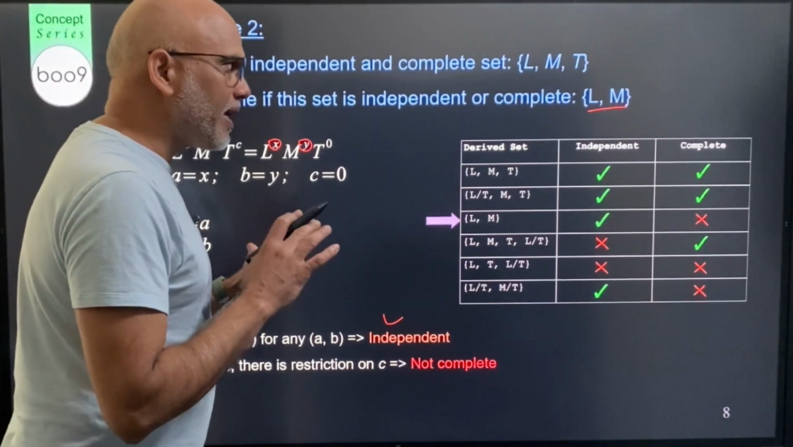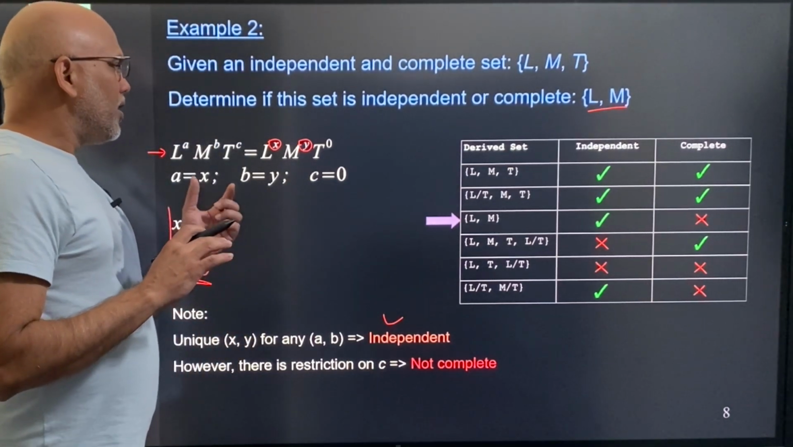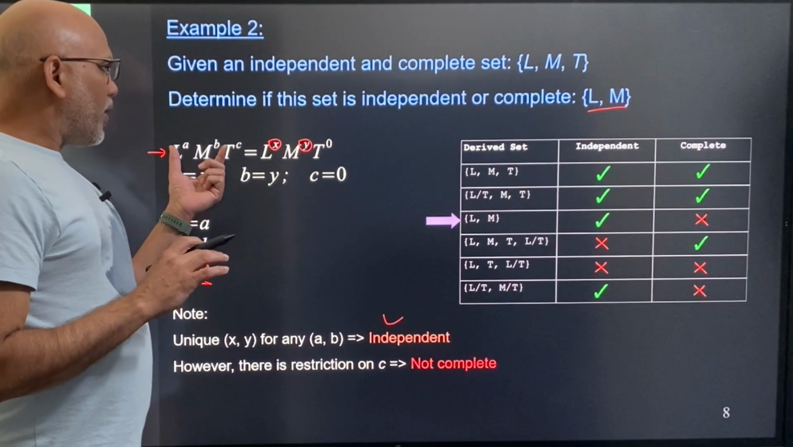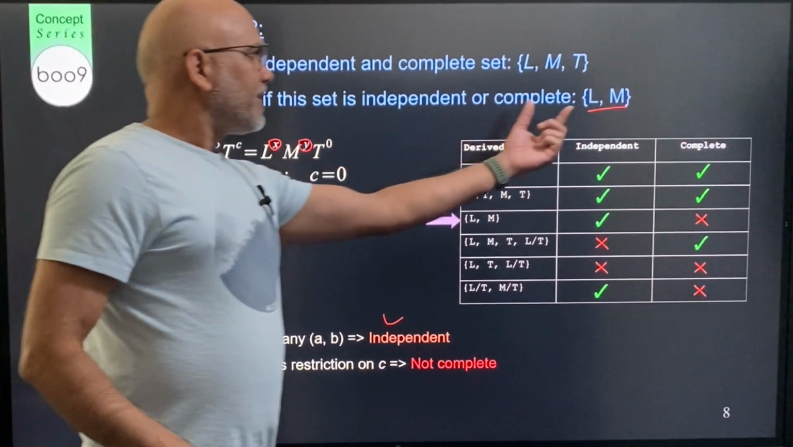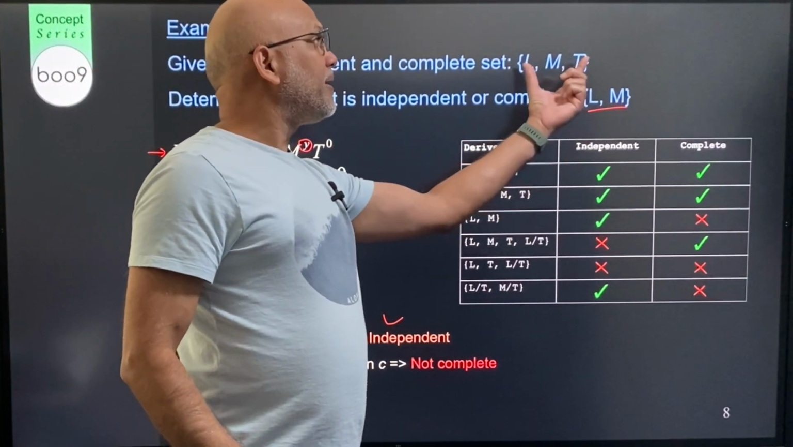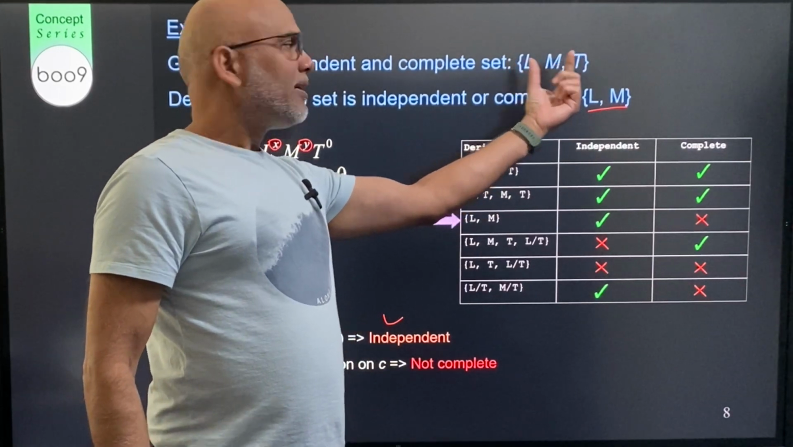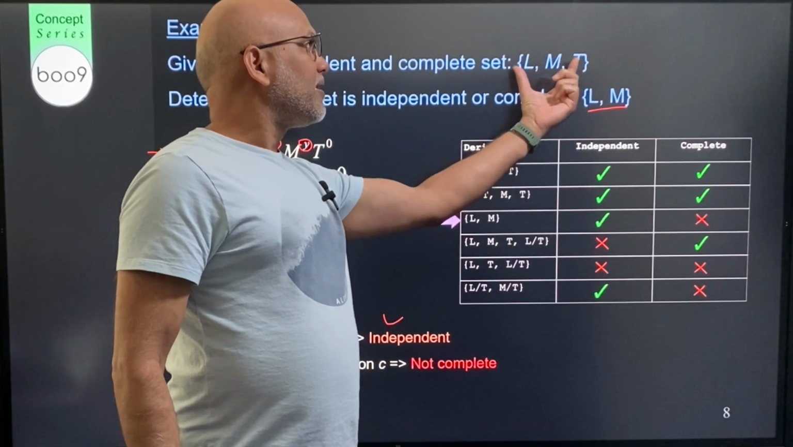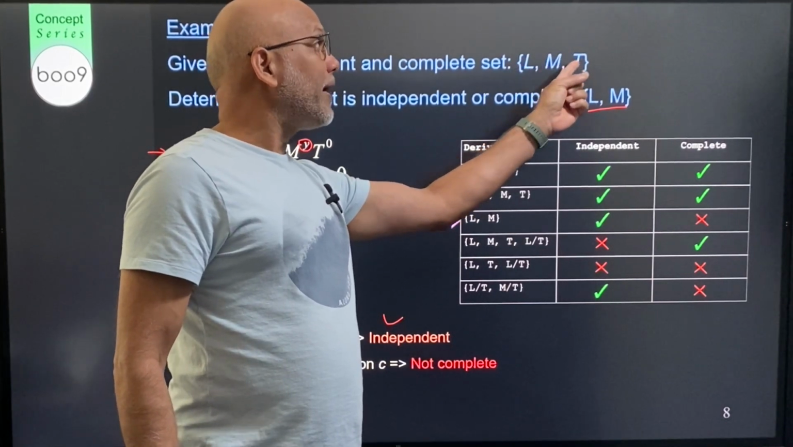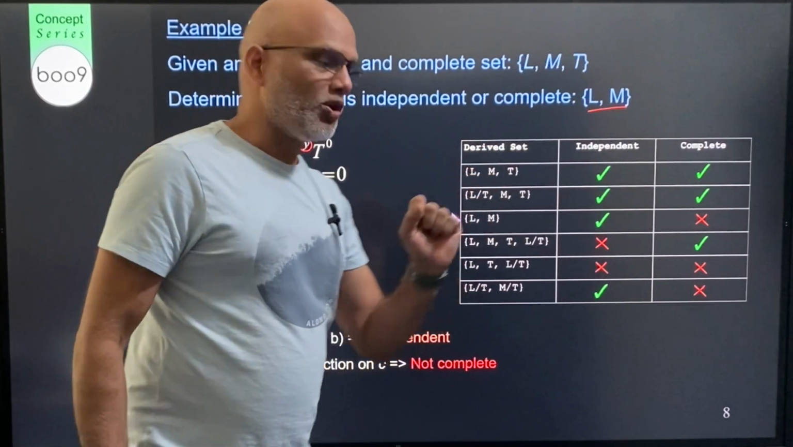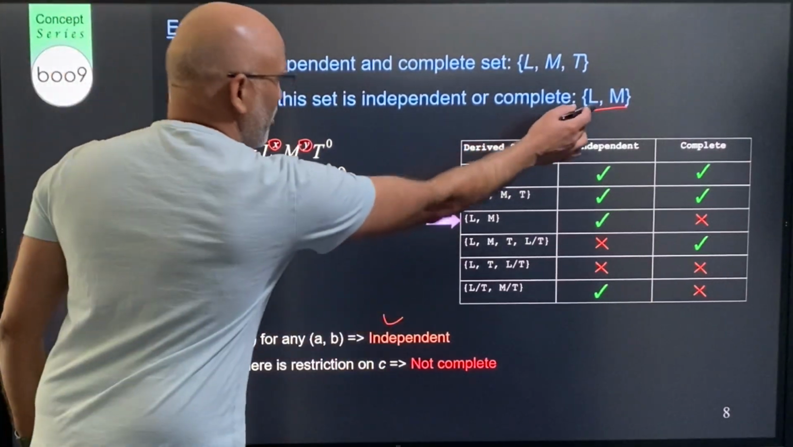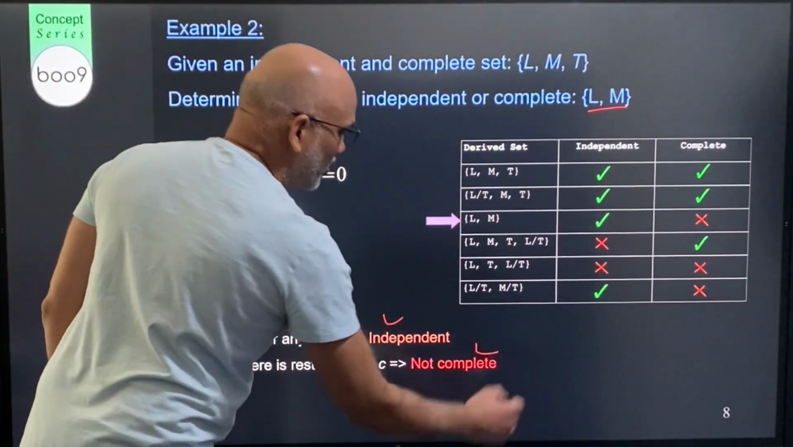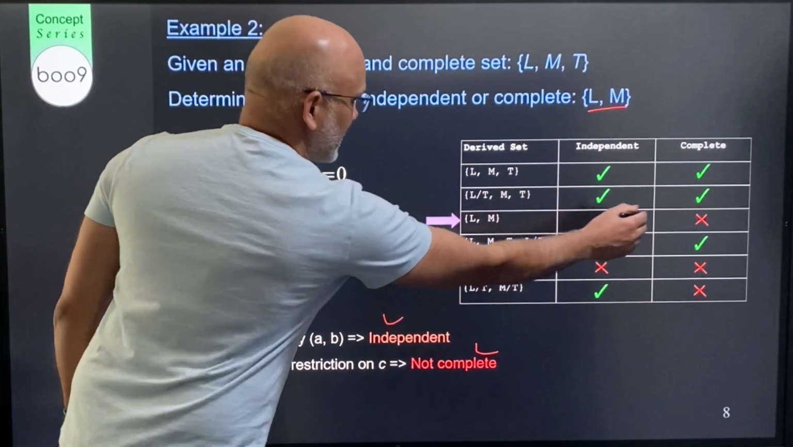Now let's think about this a little bit, right? Using this set, I cannot represent everything that this set can represent. Using this set, I can represent only the things this set can represent when t to the power is 0. That means this is not a complete set. It is not complete, right? So that is this example.